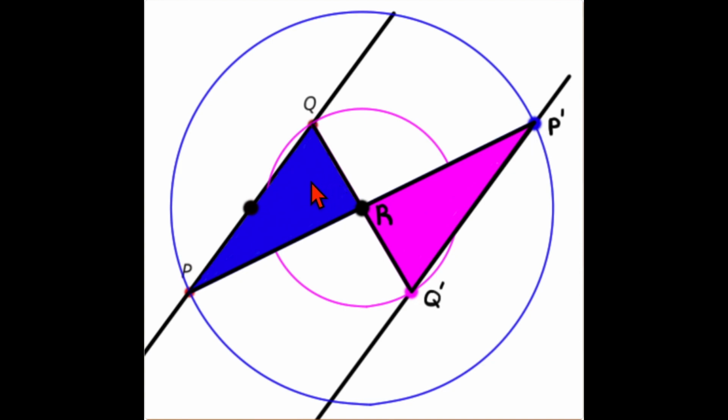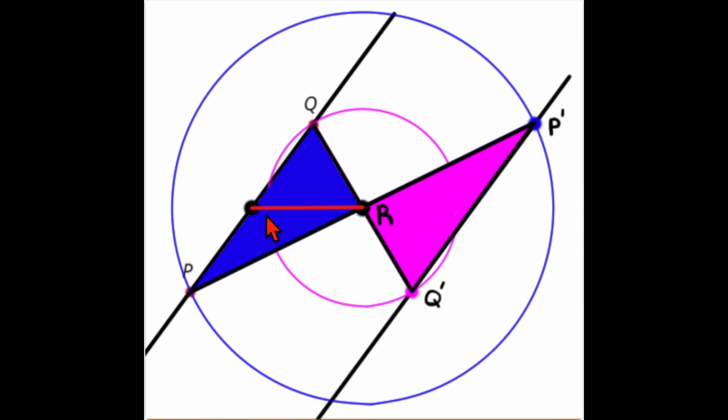So you can see that this blue triangle rotates 180 degrees around the center point R and ends up positioned here. So this side is parallel with this side. Q to Q prime forms a straight line, and P to P prime forms a straight line.